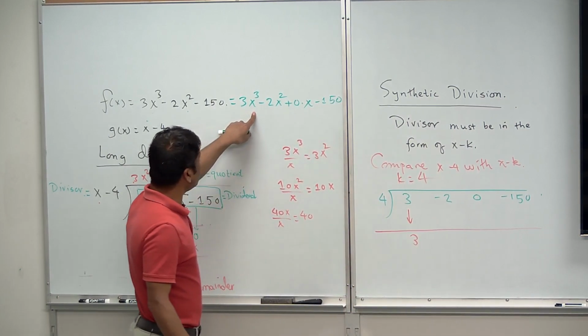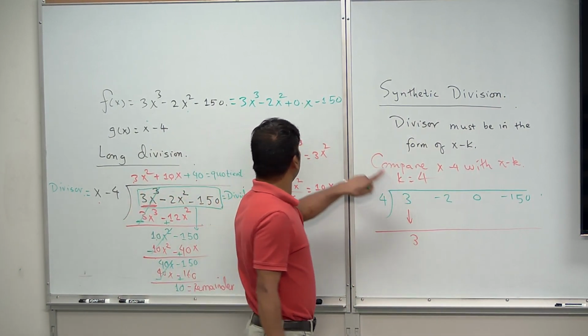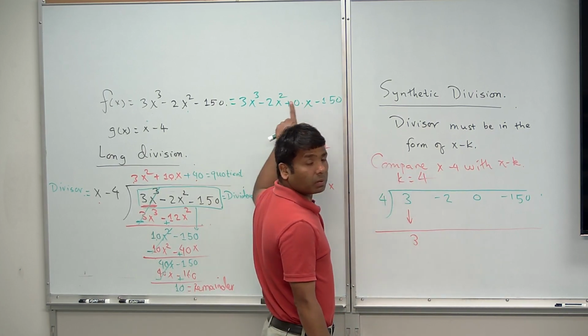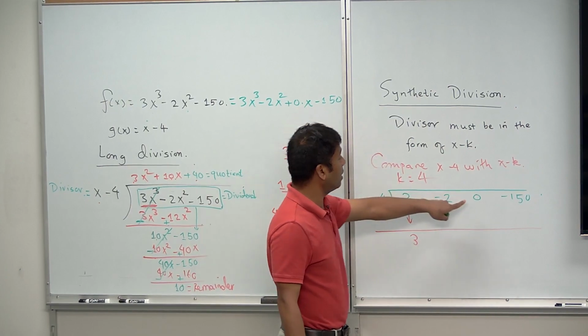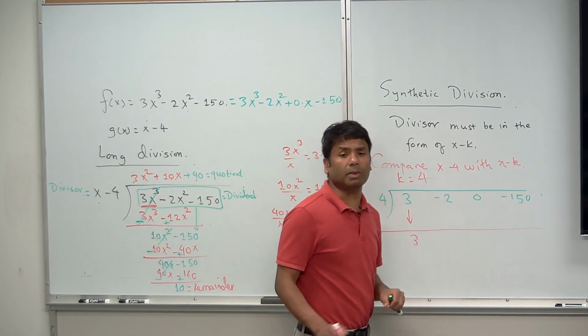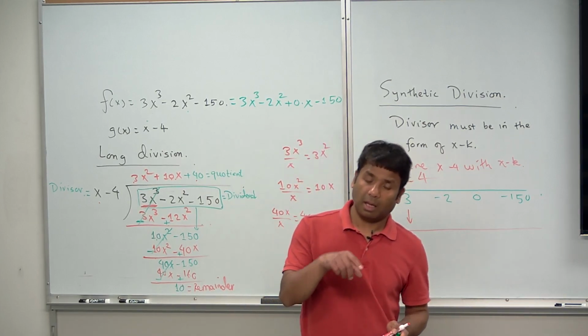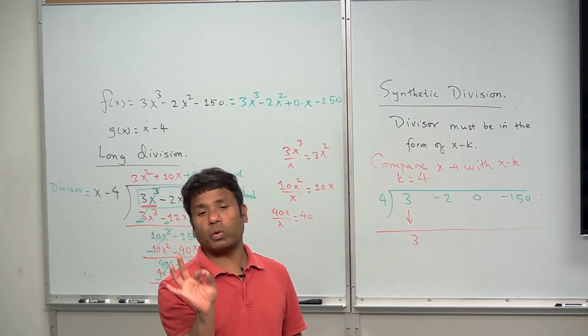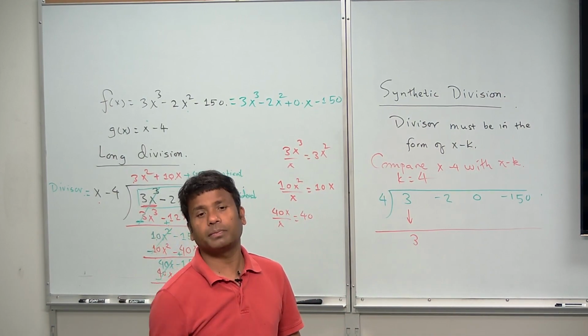What is the coefficient of x cubed? 3. What is the coefficient of x squared? -2. What is the coefficient of x? 0. And what is the constant term? -150. And keep in mind, if any term is missing, you have to put the coefficient 0.